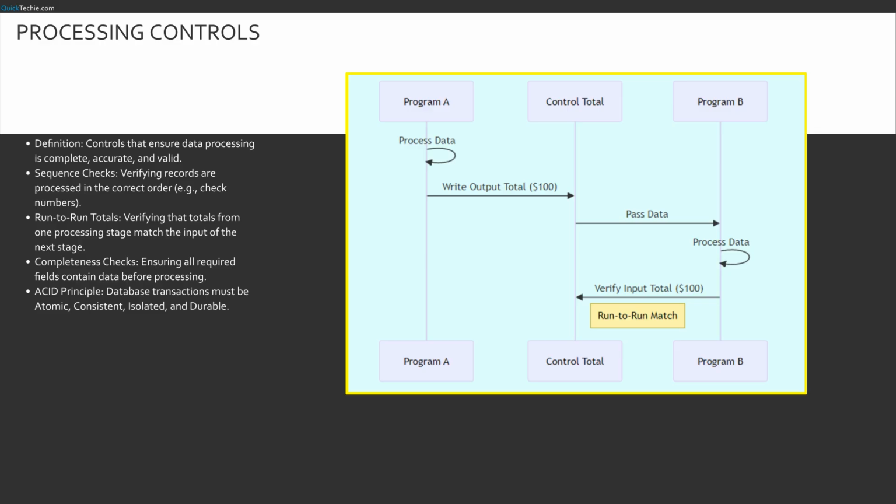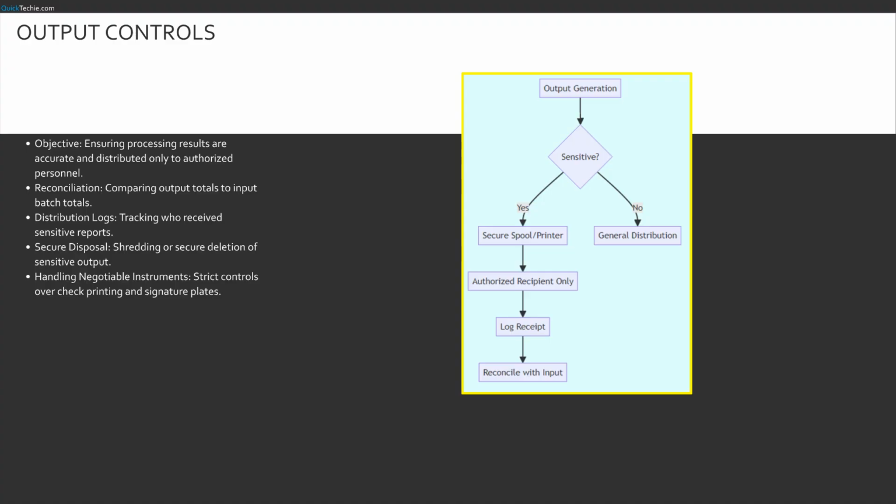Program B processes the data and calculates its own input total. It verifies this against the control. The note highlights that a run-to-run match confirms data integrity was maintained between the 2 independent programs. The final stage is output controls.